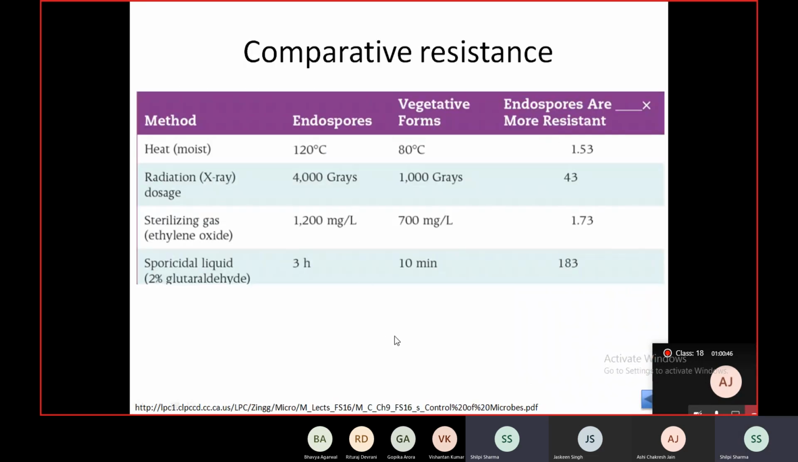Just trying to show you how different agents, whether physical or chemical, are effective in terms of killing endospores and killing vegetative forms. And this is the factor by which endospores are more resistant to these particular agents.